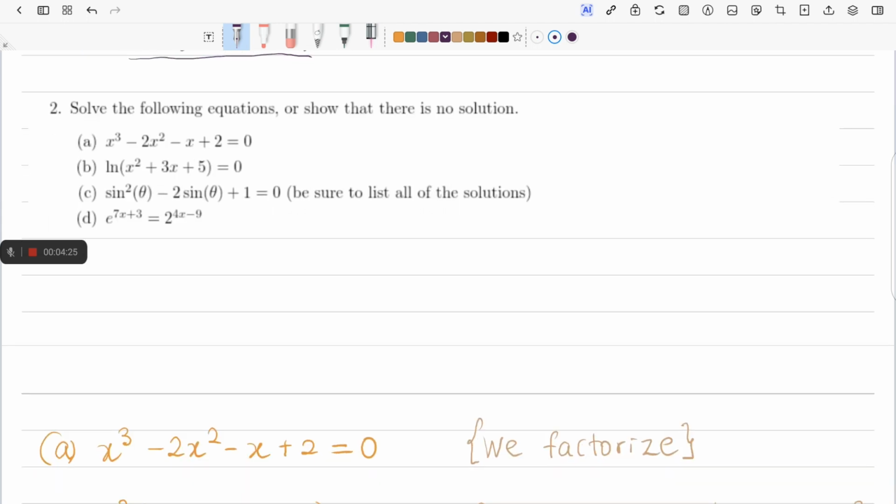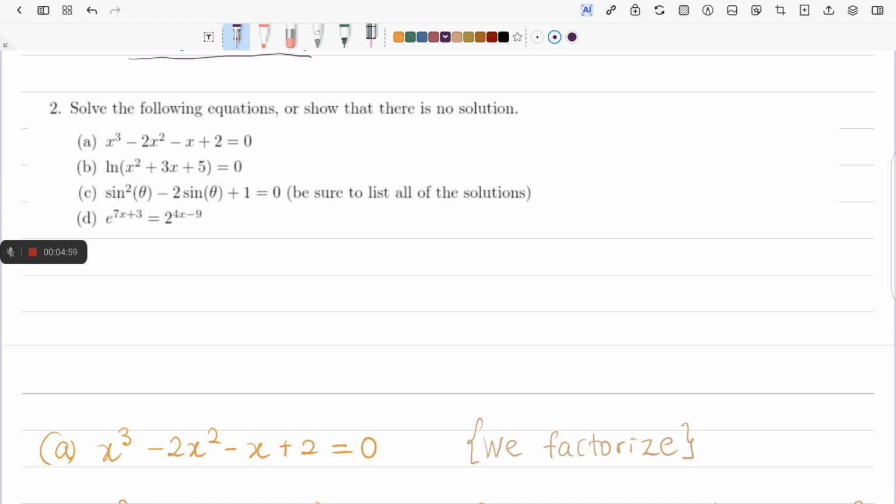Moving on to question 2. In question 2, we are asked to solve equations or to show that there's no solution. Well, most equations have a solution: if not in the real plane, then they will have a solution in the complex plane. The reason we have the option here to show that there's no solution is because this exercise assumes that the student has little or no knowledge about complex numbers. So they expect you to find real solutions.